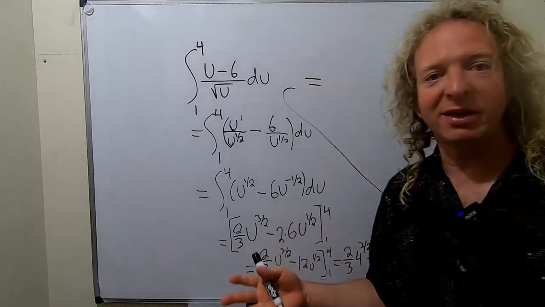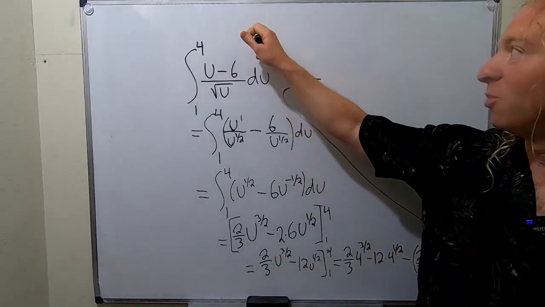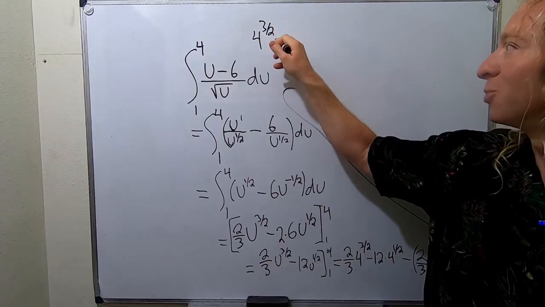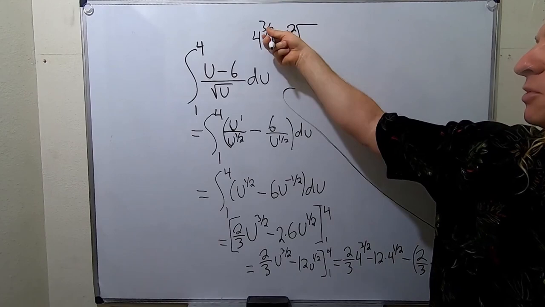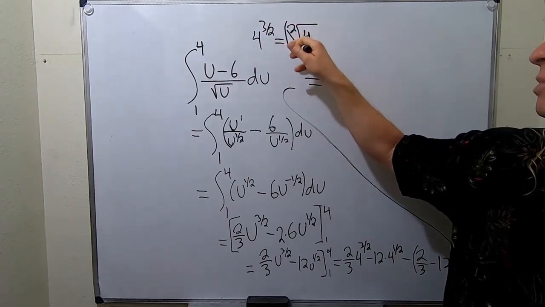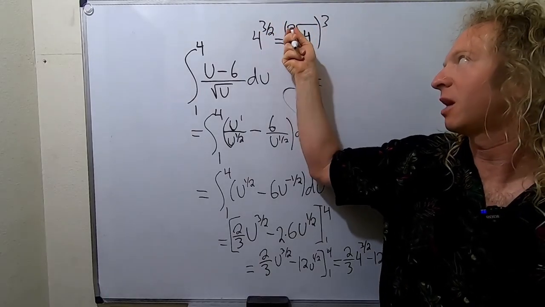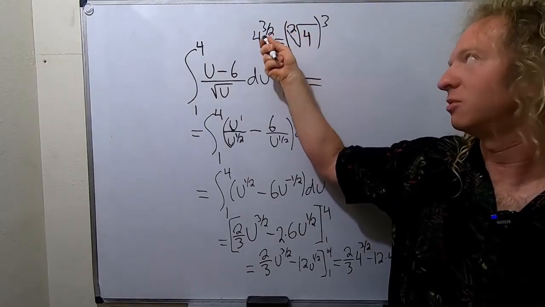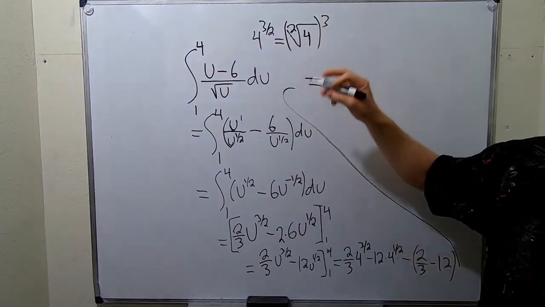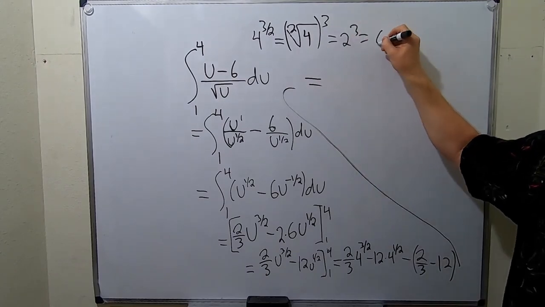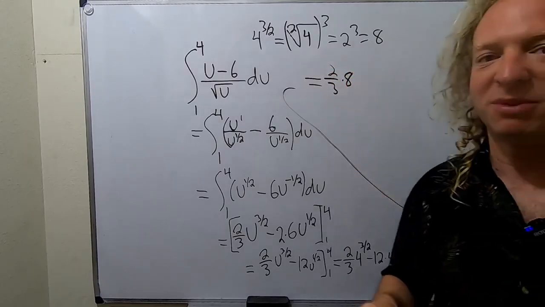Okay, I don't have a calculator in my hands, so I have to do it all by hand. So 4 to the 3 halves. Here's how I do it. The 2 goes in the little pocket, always, every time. You put the 2 in the pocket, the 4 goes here, and you can put the 3 on the outside or on the inside, but it's better to put it on the outside. The square root of four is two, so you get two cubed, so you get eight. So that's 2/3 times 8. That's beautiful.